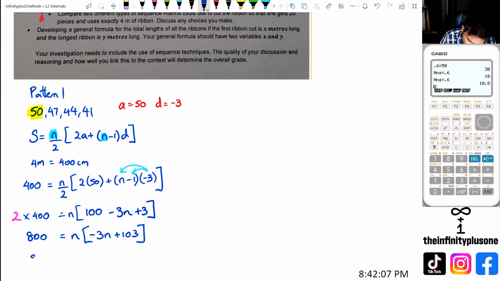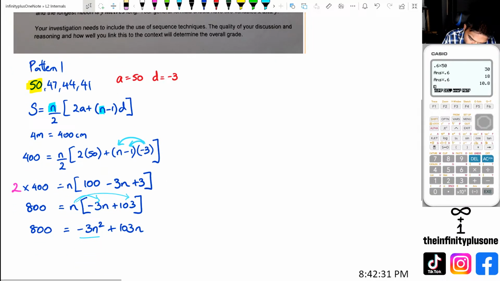Cool, so I've got 800 is equal to negative 3n squared plus 103n. Just want to check I've got everything here. Negative 3n squared plus 103n. Yep, got that. So the way I got that was, remember, n times negative 3n is equal to negative 3n squared, and then n times 103 is 103n.